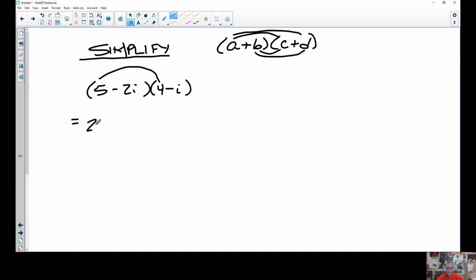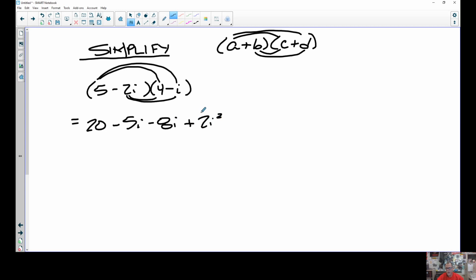So first would be these two. 4 times 5 is 20. Outer would be these two. 5 times a negative i. That's a negative 5i. Inner, negative 2i times 4 is a negative 8i. Again, 2 times 4 is 8, and we have the i there. And then last, a negative times a negative makes a positive. It's 2i times i. So that's 2i squared.